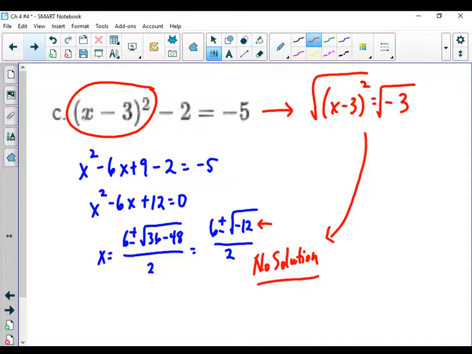Okay, so don't always jump into multiplying it out. Sometimes it may be better to try to isolate it and then see, okay, can I save myself some work?